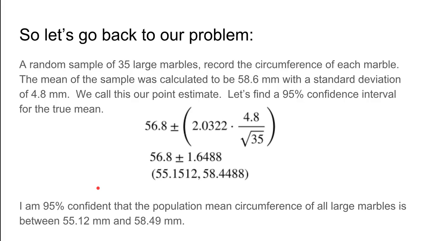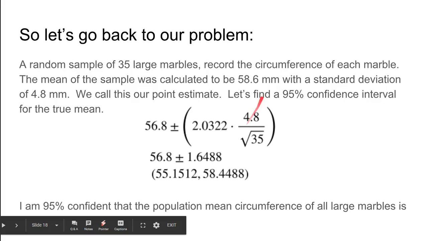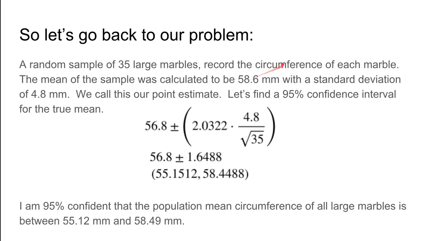So let's go back to our problem. I know we've kind of been talking for a while. 35 marbles. The mean of our sample is 56.8. Whoa, I really messed this up. I'm so sorry. I have 58.6 here, but down in my work, I switched the 6 and the 8, so I apologize. Let's just go with 56.8 because that's what I had in my work here. So the mean of our sample was 56.8 millimeters, and the standard deviation is 4.8 millimeters. The 58, which I'm switching to 56.8, that's our point estimate.